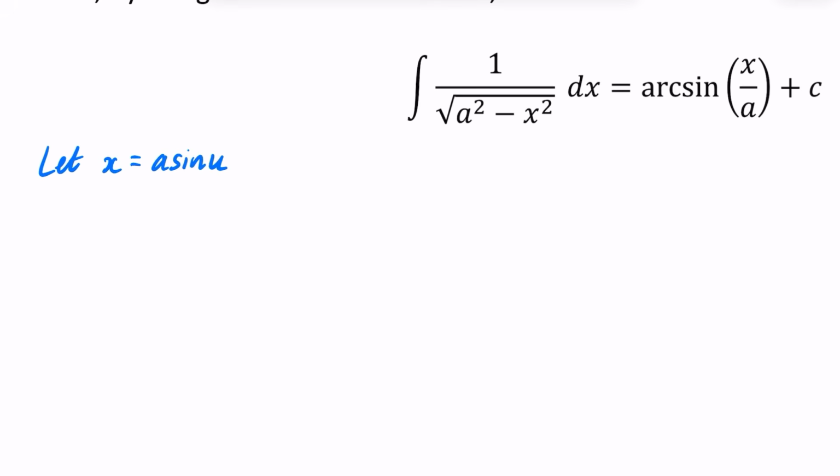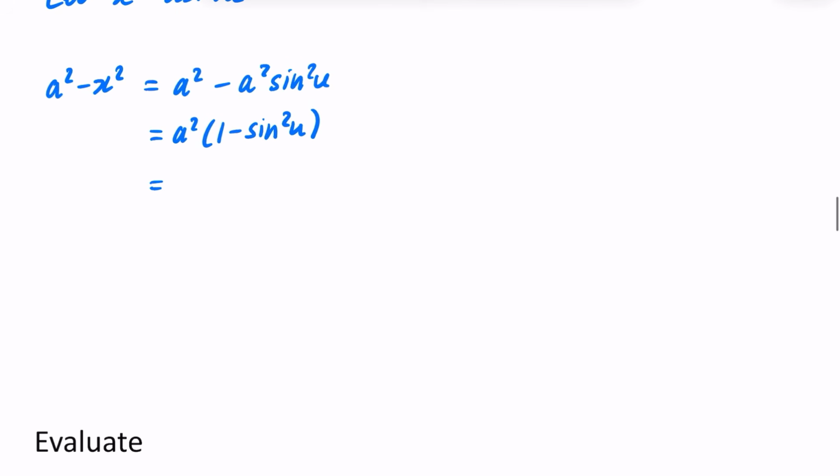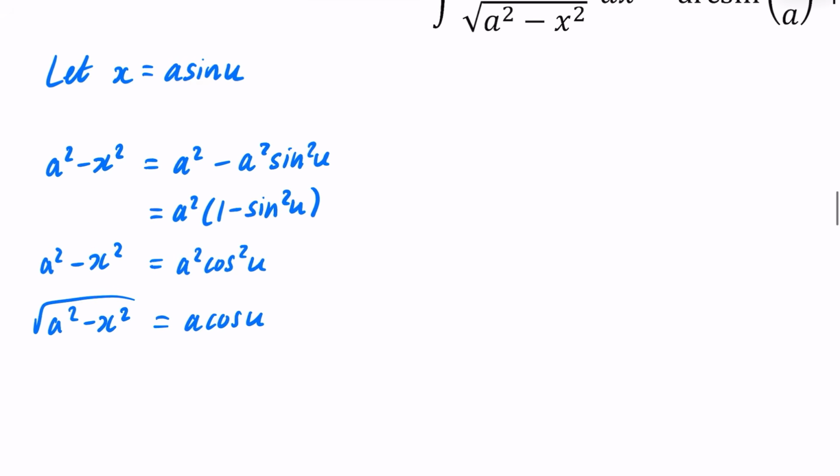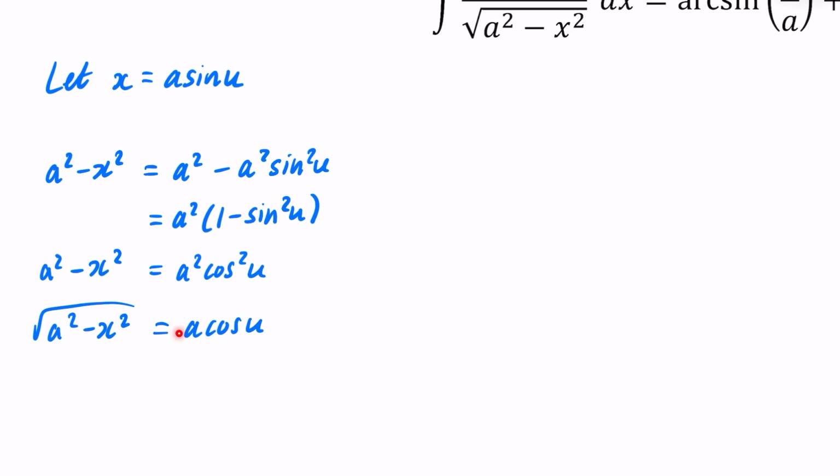So I'm going to build up this a squared minus x squared, okay? The a squared minus x squared will be a squared minus a squared sine squared u. I can factorize out the a squared, so I get a squared times 1 minus sine squared u. 1 minus sine squared is cos squared. So we get a squared cos squared u. So a squared minus x squared is this. So the square root of a squared minus x squared is just going to be a cos u. That was the whole point of picking this as our substitution, that this denominator has now simplified to something really, really nice like this.